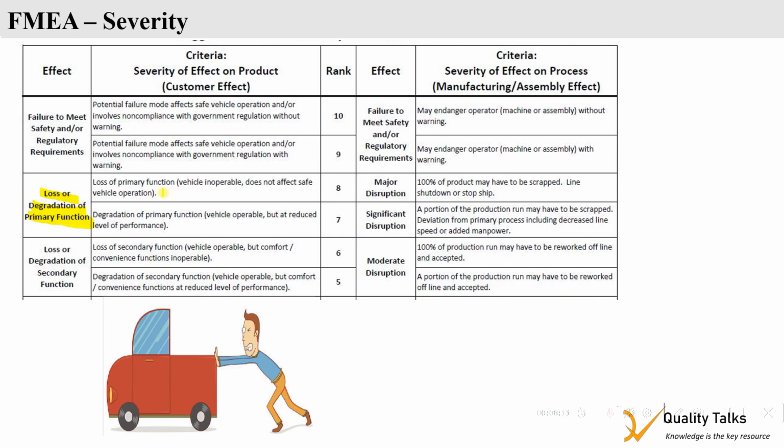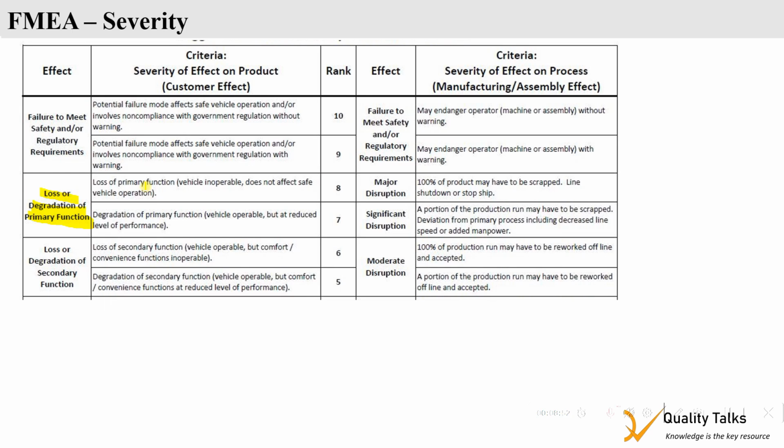If it is impacting safe vehicle operation, then it will come in severity 10 and 9. But here loss of primary function is happening. For example, if engine stops working, it is a loss of primary function. It will come as a severity 8. The severity 7 is a degradation of primary function. It means vehicle is operable but at reduced level of performance. For example, vehicle is running but not going beyond the speed of 20 or 30. It is a degradation of primary function.